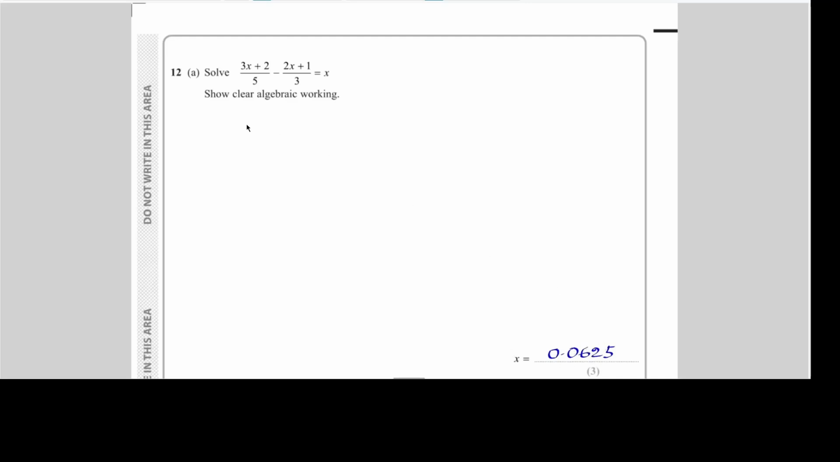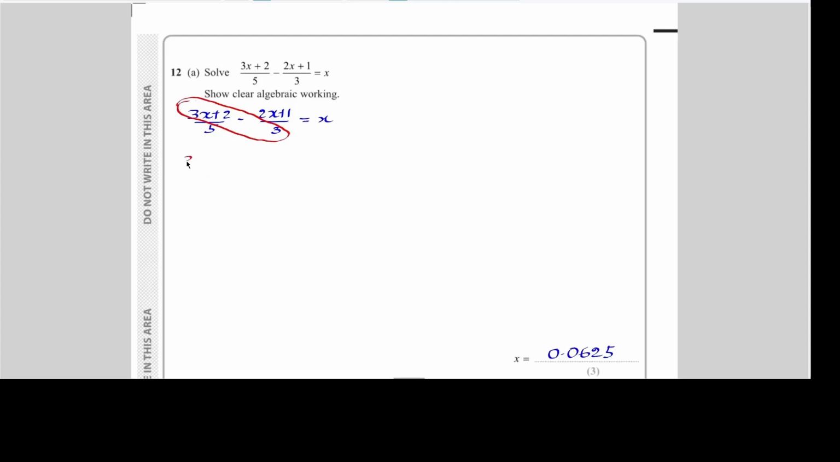Now let's do it from the beginning, right? So I'm writing the sum as it is, 3x plus 2 over 5 minus 2x plus 1 over 3 equals x, right? When doing this one, we need to do it in this way. We need to do that cross multiply thingy. We call it butterfly thing. Once we complete this one, it looks like a butterfly. So I'm writing this part first.